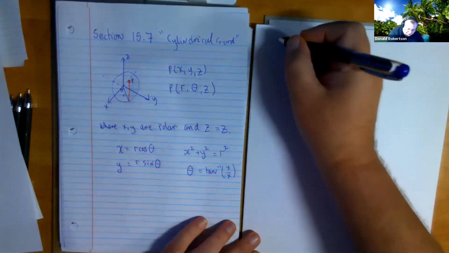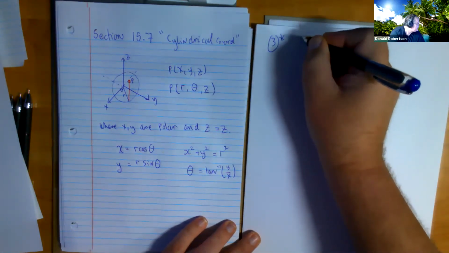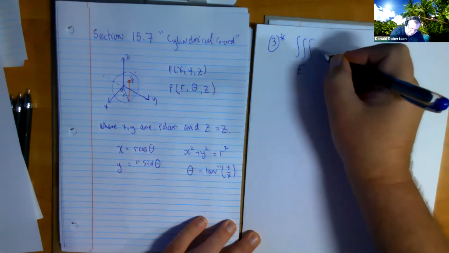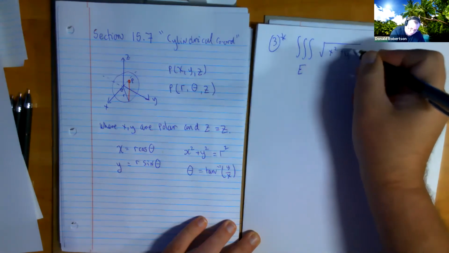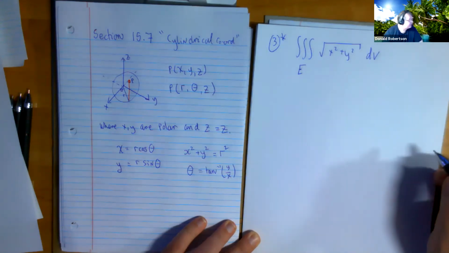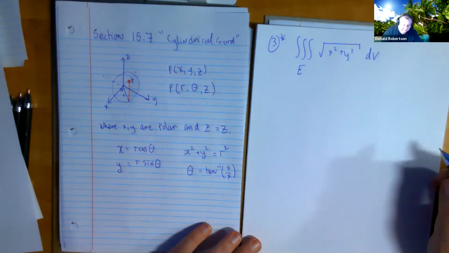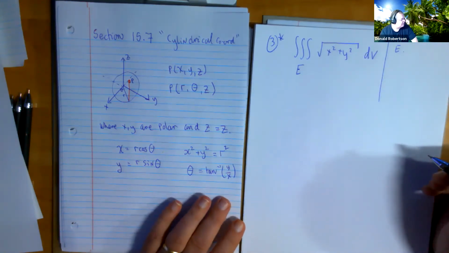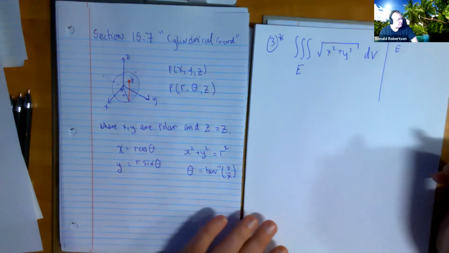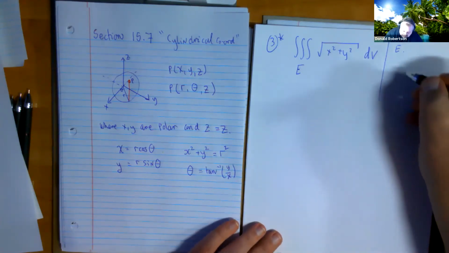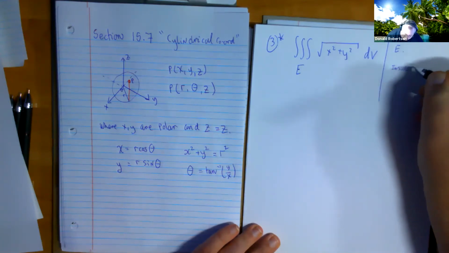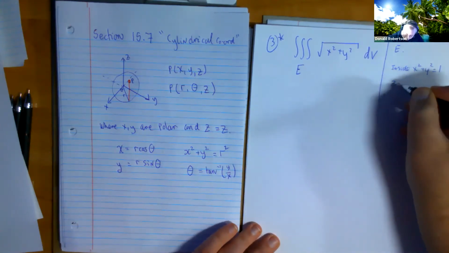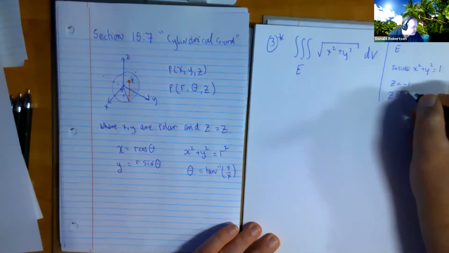Okay. Well, let's put the package together. This is a version of question 3. We have a triple integral of the square root of x squared plus y squared dV, which is pretty standard. The region E is described as it lies inside one cylinder, x squared plus y squared equals, say, 1, and it's between z equals -1 and z equals 4.